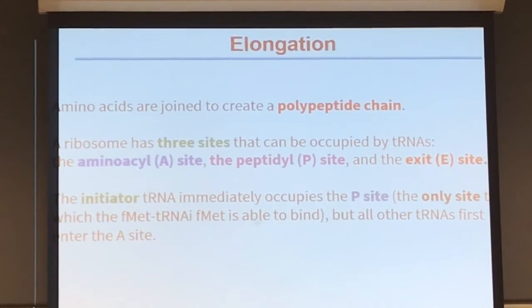The initiation transfer RNA immediately occupies the P site, the only site to which the RNA carrying methionine can sit. So the first site to be occupied in the ribosome is the P site.